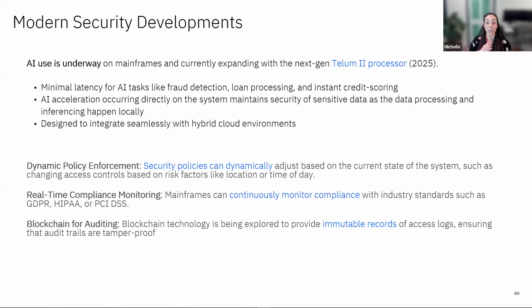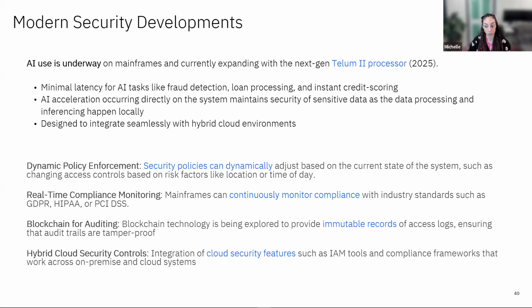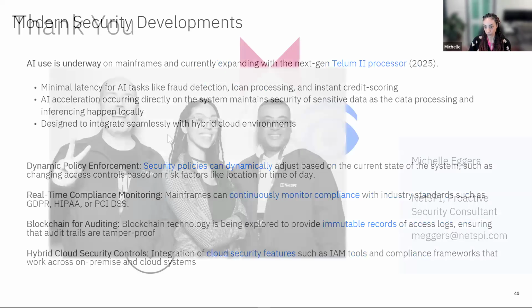Regulatory compliance is huge, and it's even getting more important lately. So blockchain for auditing is another thing. Blockchain tech is being explored to provide immutable records. Hybrid cloud security controls, so integrating cloud security features like IAM tools and compliance frameworks that work on premise and on your cloud systems. So it can keep an eye on that entire ecosystem for you.